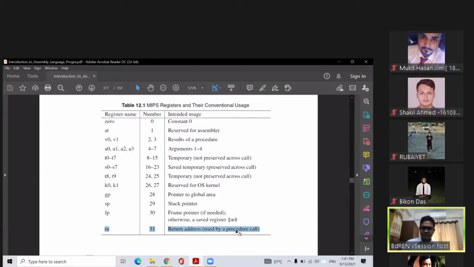Procedure call, I think we have discussed it in chapter number 2. Let me give you the clue. Flow of control. This is one type of flow of control. We have two types of flow of control. This is one type. Can you remember?